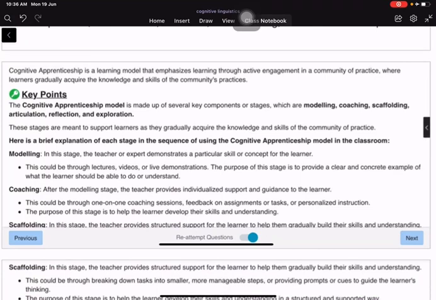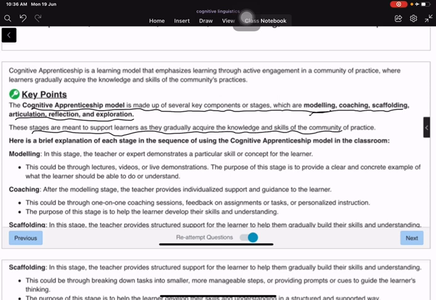The cognitive apprenticeship model is made up of several key components or stages, which are modeling, coaching, scaffolding, articulation, reflection, and exploration. These stages are meant to support learners as they gradually acquire the knowledge and skills of the community of practice. Here is a brief explanation of each stage in the sequence of using the cognitive apprenticeship model in the classroom.